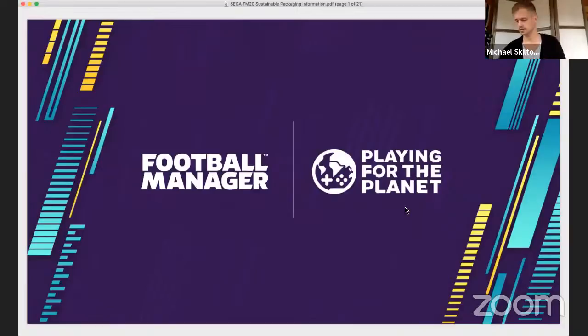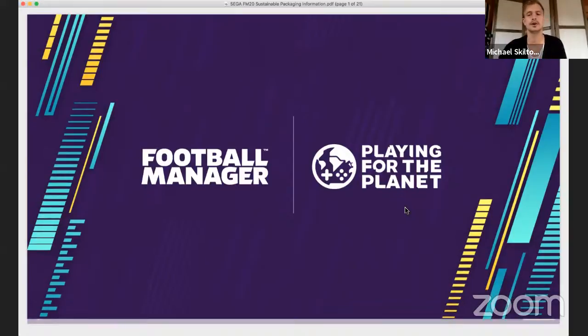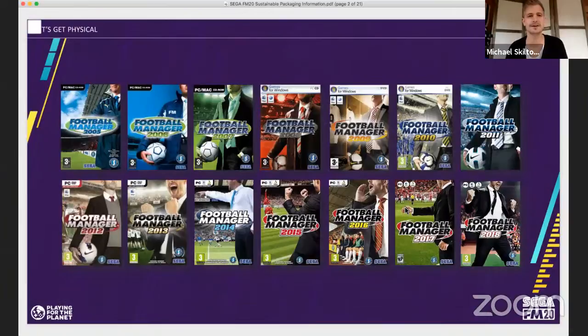So of course, what we can see straight away, guys, is that we've got the Football Manager logo. We've got some of the colors that are used. We've got a tagline here, which is playing for the planet. I'm not sure if that's used specifically for Football Manager, or if that's part of what's sticking all of these things together with regards to looking at making eco or ecologically or environmentally friendly packaging.